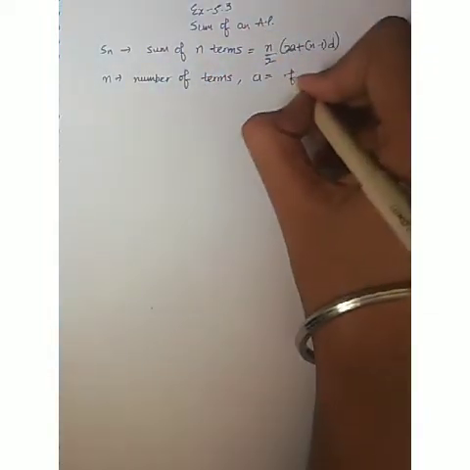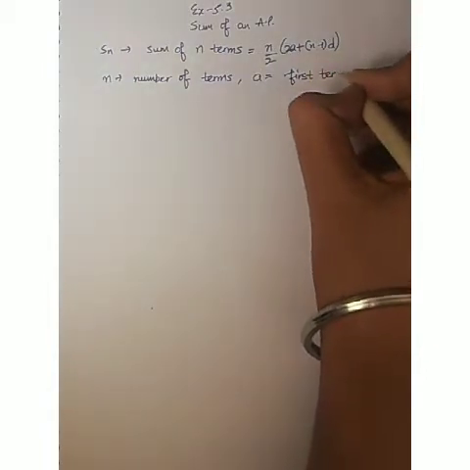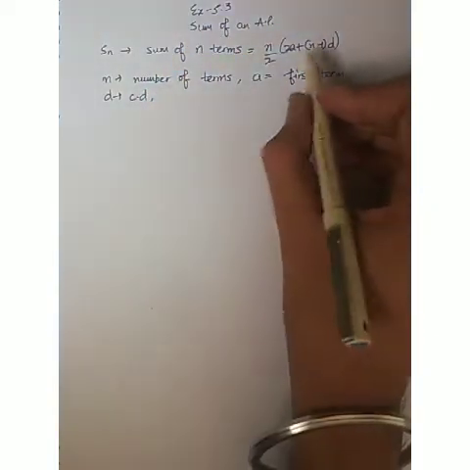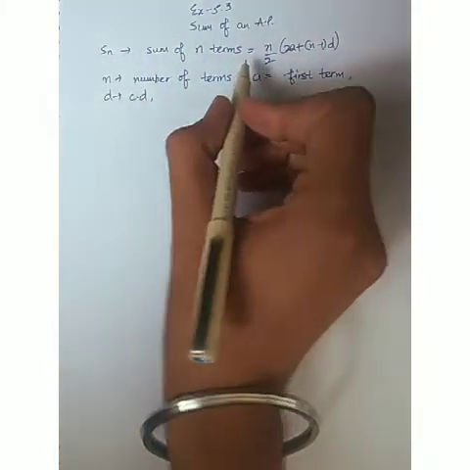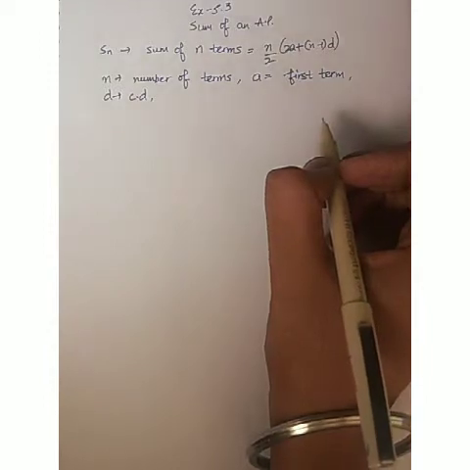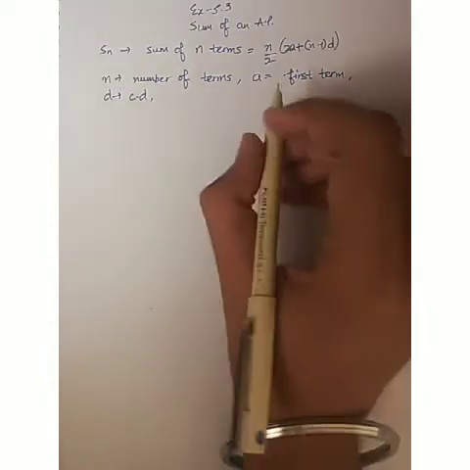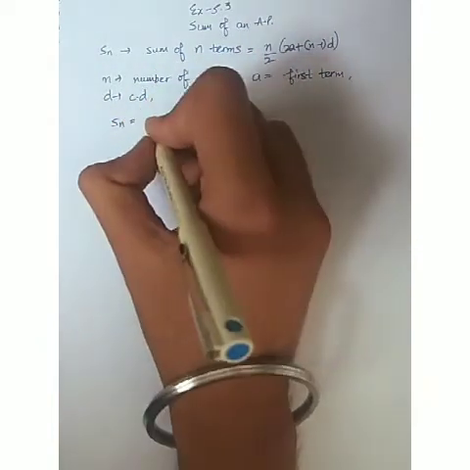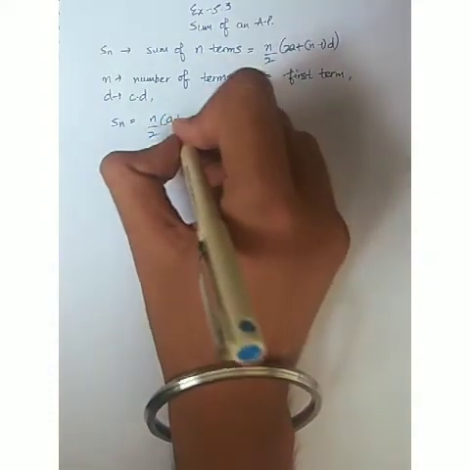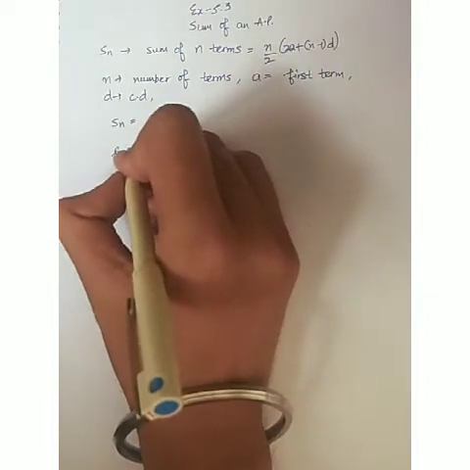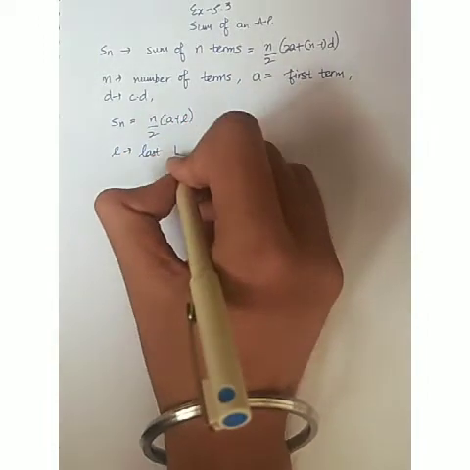a is our first term, d is our common difference, and there is nothing remaining. Okay, Sn is the sum of n terms, and this is the formula. Now just like the previous exercise, if the last term is given, then the formula is a bit changed in this exercise as well. So when the last term is given, the formula of sum of n terms becomes n by 2 multiplied by a plus l, where n and a have their usual meanings, and l is our last term.